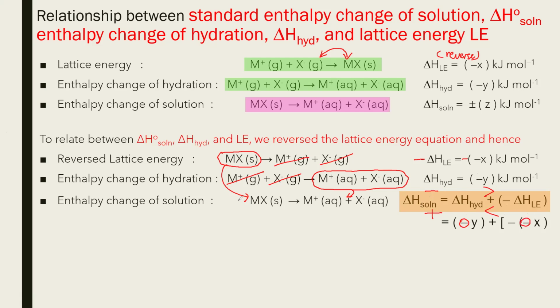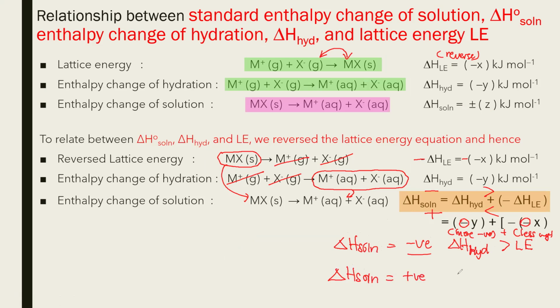Okay, so if you want your enthalpy change of the solution to be exothermic, your hydration must be greater than the lattice energy. So you have more negative plus less negative, so your answer will still remain negative. And conversely, if you want your enthalpy change of solution to be endothermic, your hydration must be smaller than your lattice energy.